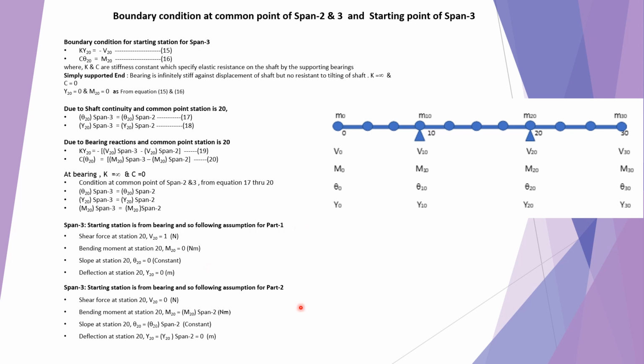For part 1, that is as above; for part 2, V20 is 0. M20 of part 3 is equal to M20 of part 2, theta 20 of part 3 is equal to theta 20 of part 2, and Y20 of part 3 is equal to Y20 of part 2, which is 0. So these are the initial conditions through which we can calculate shear force, bending moment, slope and deflection of the shaft from station 20 to 30, and also calculate the shear force at an infinitesimally small distance beyond 30, that is 31.